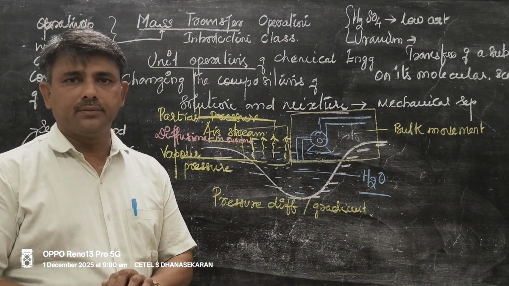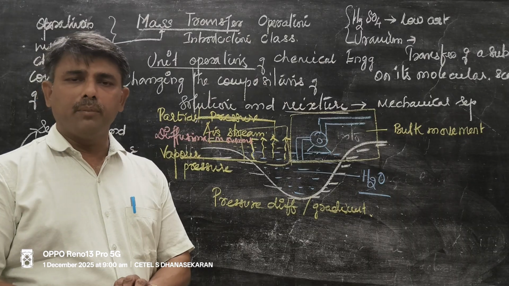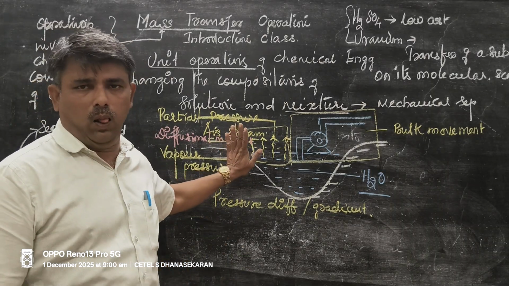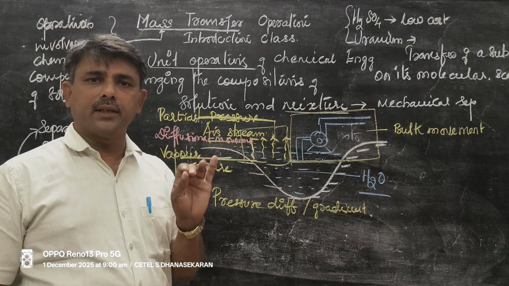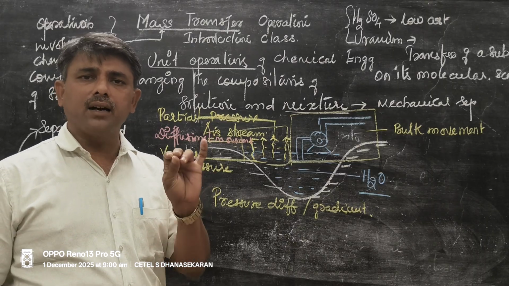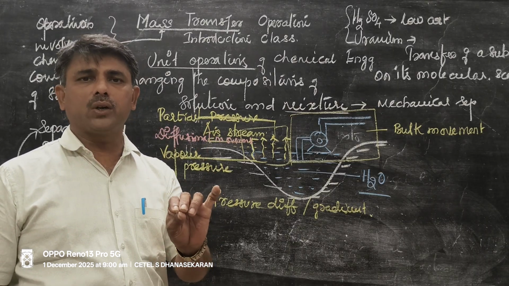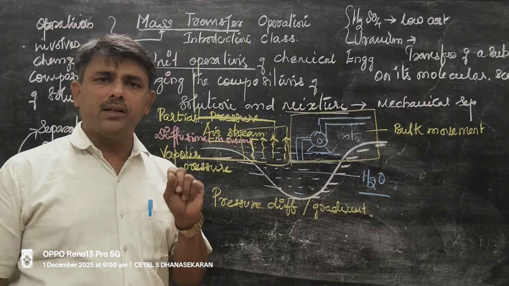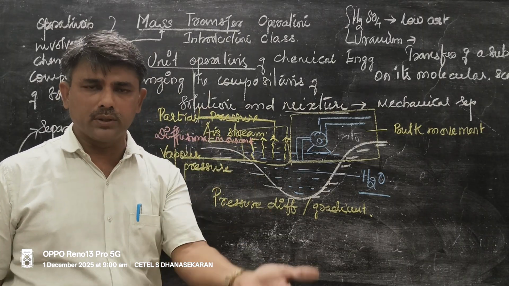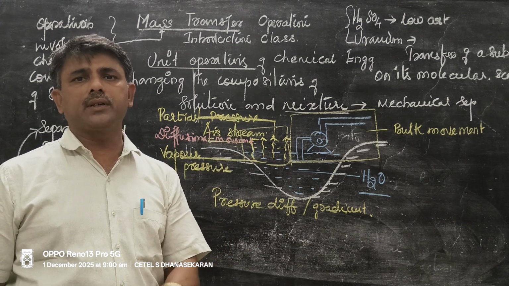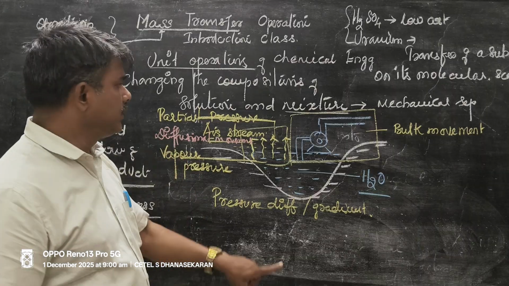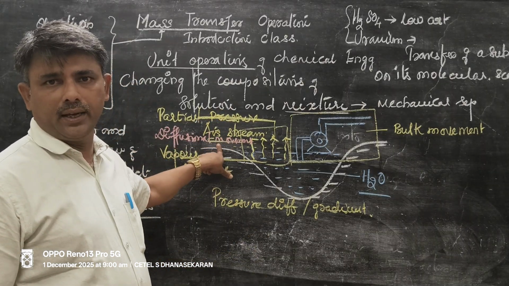Mass transfer operations are mainly used for separation processes, downstream processes. Clear? Mass transfer operation is nothing but an operation which involves changes in composition of a solution. Mass transfer operations are characterized by transfer of a substance on its molecular scale, either by pressure difference or pressure gradient, or by concentration difference or concentration gradient, something like that. This is the diffusional movement. Clear? Thank you.